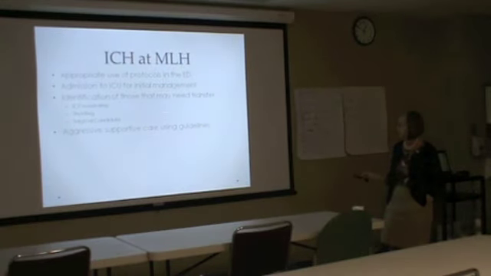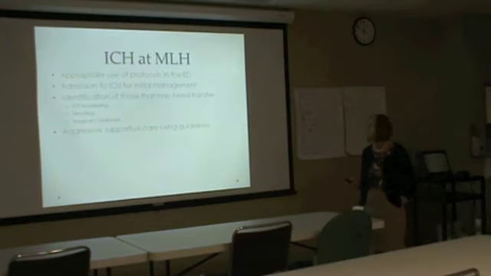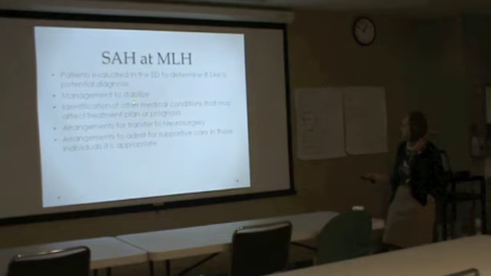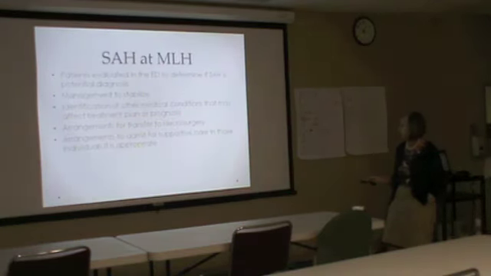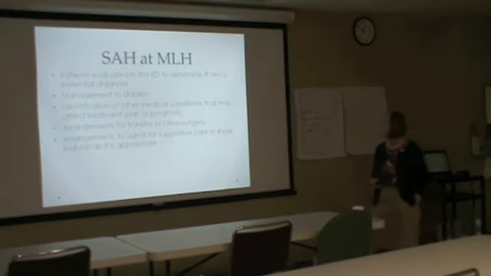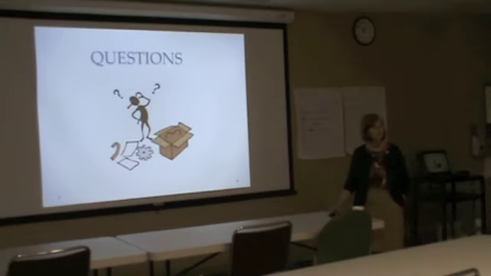And aggressive supportive care using all the guidelines is the most important thing that we do here. Subarachnoid hemorrhage, we take care of them in the ED, we stabilize them, identify their other medical conditions so that we can give good information to our referral neurosurgeon and transfer them. If they're past the point of any help, we always talk to the family and then provide supportive care through their decline.